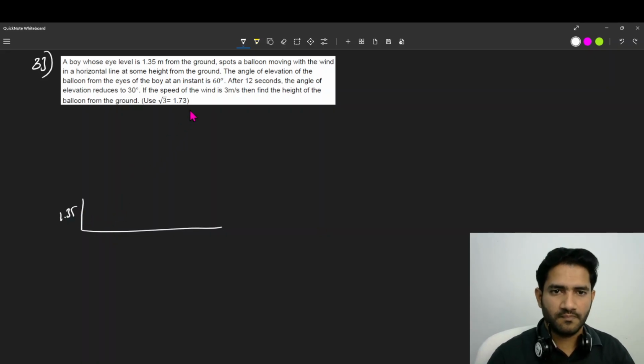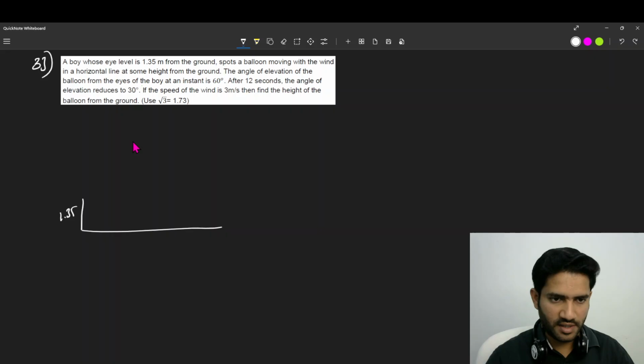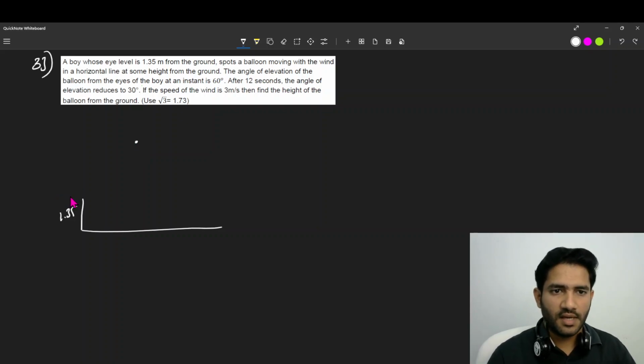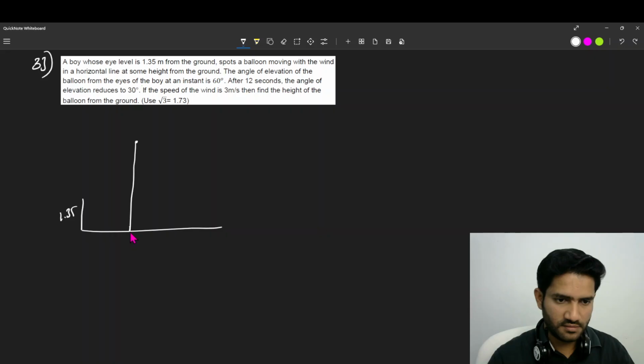A boy of height 1.35 meter spots a balloon moving with the wind in a horizontal line. We can consider the balloon as a point at some height from the ground. Just consider it as H.